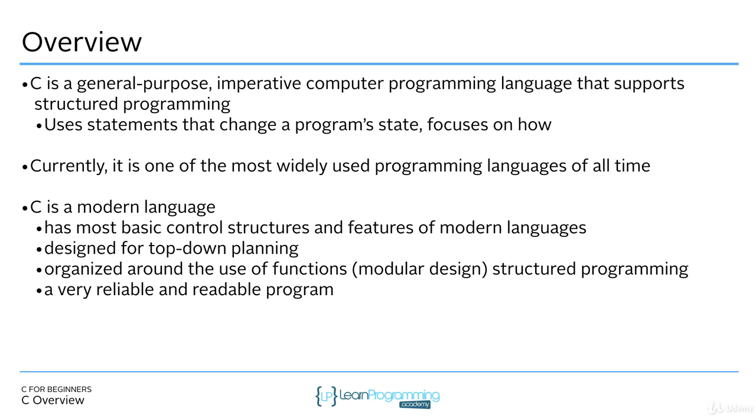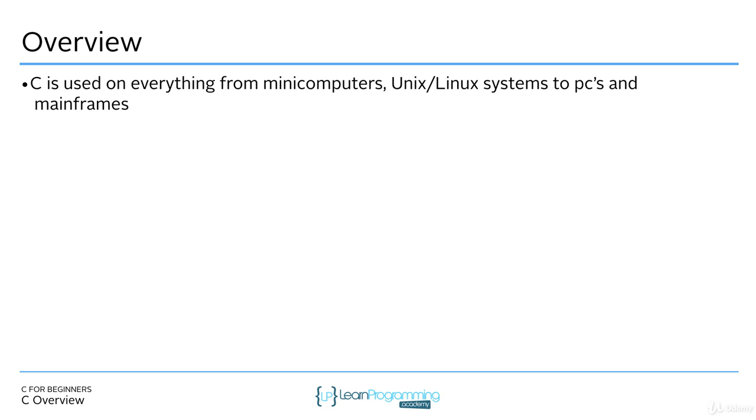And it's very reliable and very readable. Reliable means that when you write the code, it's going to do what you tell it to do. It's not going to just crash for no reason. And readable means that when you look at the source code and the statements, you can kind of understand what's going on if you understand the language. You don't have to guess and say, well, what are they trying to do here? Or what does that mean? It's not complex. It's very easy to read and understand a C program once you understand the language.